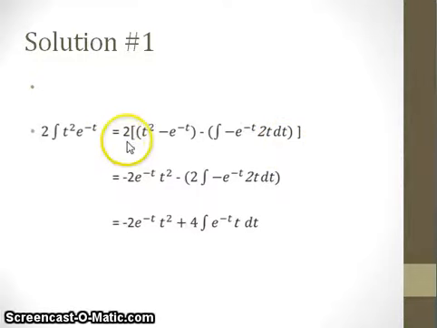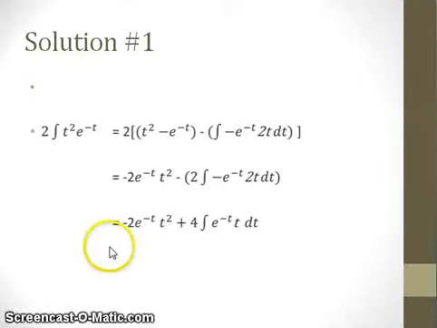And here we take this 2 and multiply it by both brackets. We found minus 2 e to the power of negative t times t squared, minus 2 times the integration of negative e to the power of negative t times 2t with respect to t. Inside this integration, we found the number 2 and the negative. We just put it in front, and it will become plus 4.